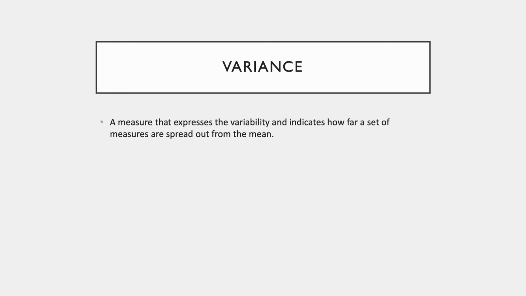In nursing, this is particularly important in quality management. It allows those responsible for quality assurance in healthcare to recognize what is naturally occurring variability and what is expected or unexpected. For example, what variable in nurses' work schedules may impact a variance in medication errors? So again, variance is a measure that expresses the variability and indicates how far a set of measures are spread out from the mean.